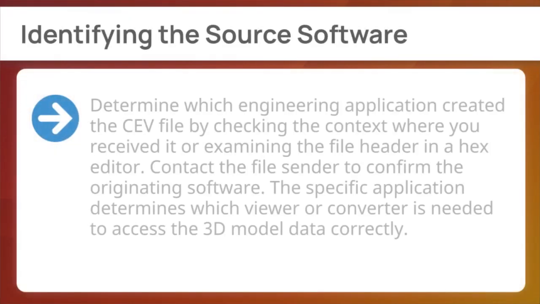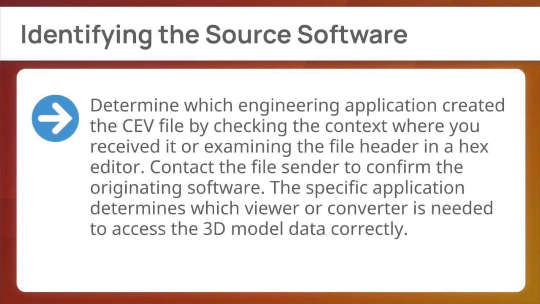First, identifying the source software. Determine which engineering application created the CEV file by checking the context where you received it or examining the file header in a hex editor. Contact the file sender to confirm the originating software. The specific application determines which viewer or converter is needed to access the 3D model data correctly.